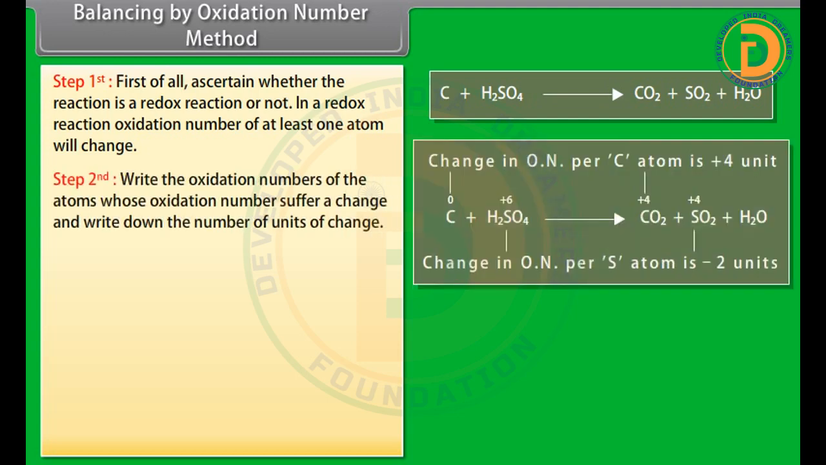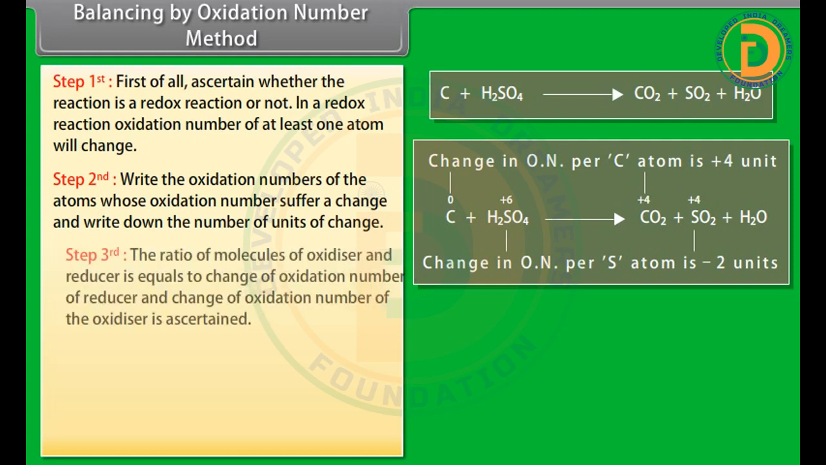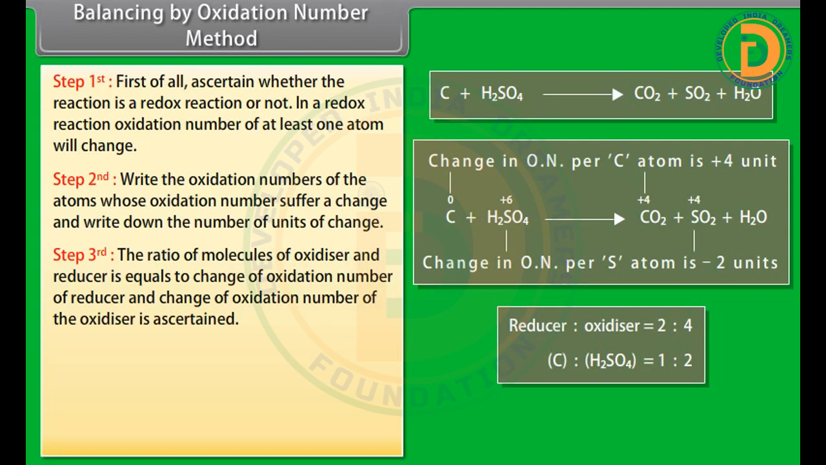Step second. Write the oxidation numbers of the atoms whose oxidation numbers suffer a change and write down the number of units of change. Step third. The ratio of molecules of oxidizer and reducer is equal to the change of oxidation number of reducer and change of oxidation number of the oxidizer. If the ratio is not a simple one, make it simple.